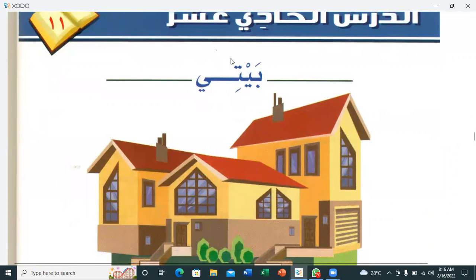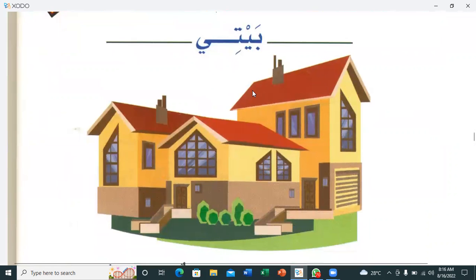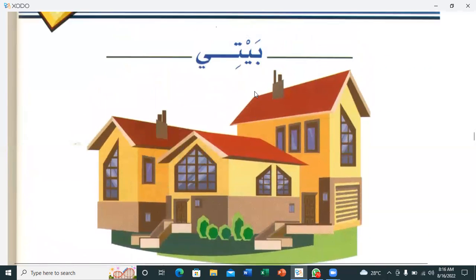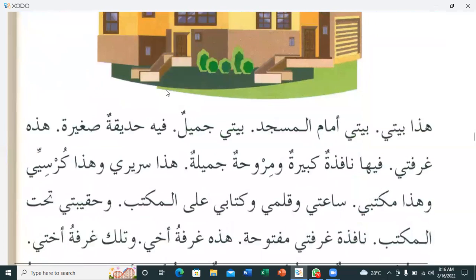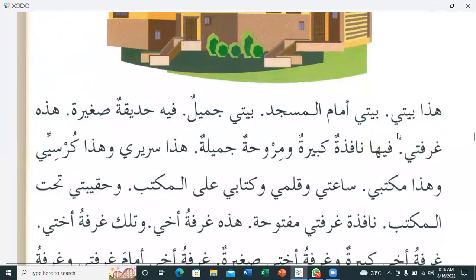Ad-dars al-hadi ashara, lesson 11. Baiti, my home. Baitun, home. The ya pronoun is for my. Baiti, my home. Hada baiti, this is my home.